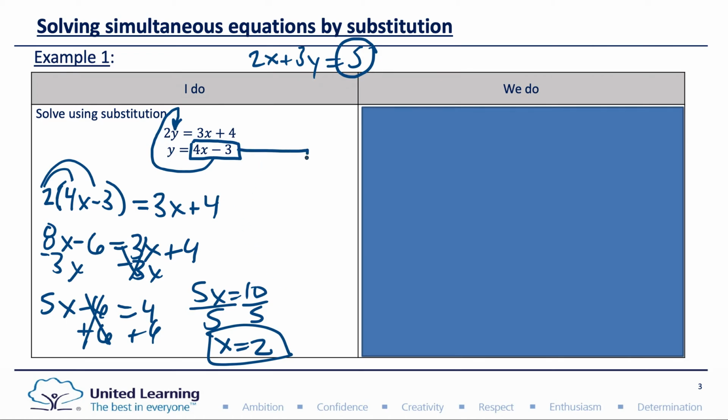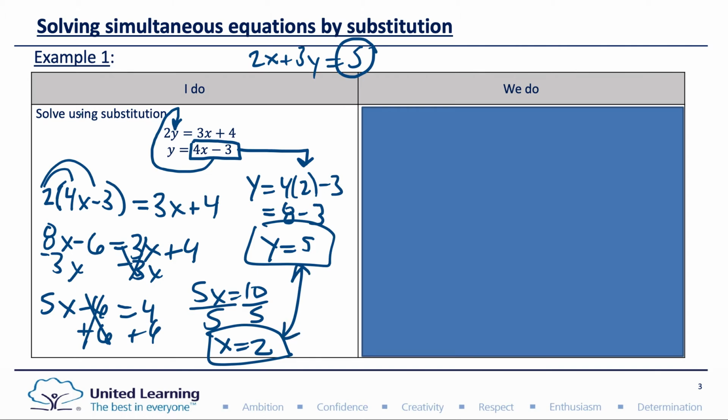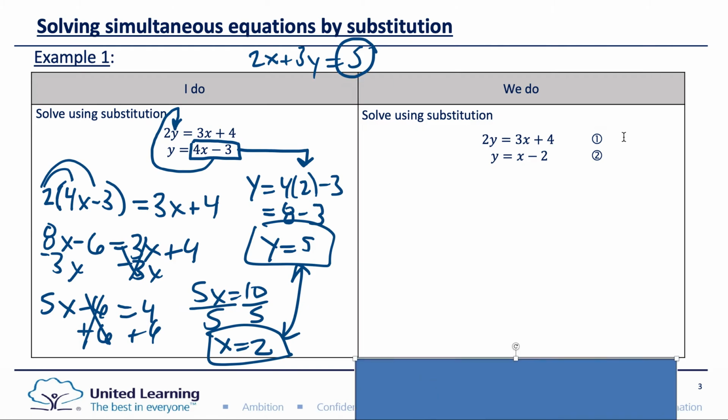Let's take that same second equation and replace x with 2 to solve for y. So y is going to equal 4 times 2 minus 3. Whoops, sorry. So let's do 8 minus 3. So y equals 5. So there you have it. There's your solution. x equals 2 and y equals 5. So can you please try using substitution to work with these two equations here and solve for x and y?